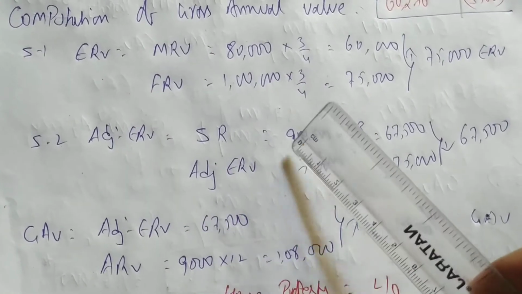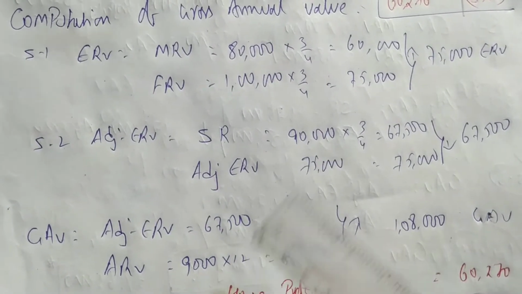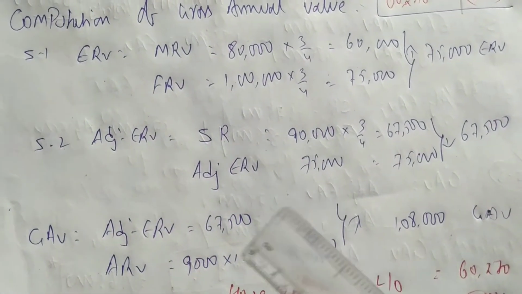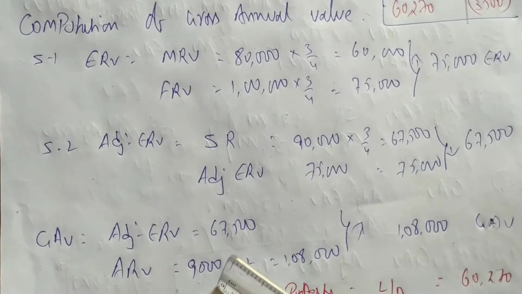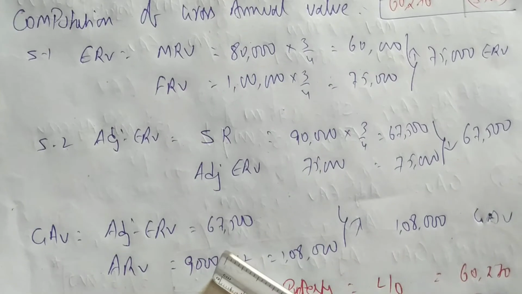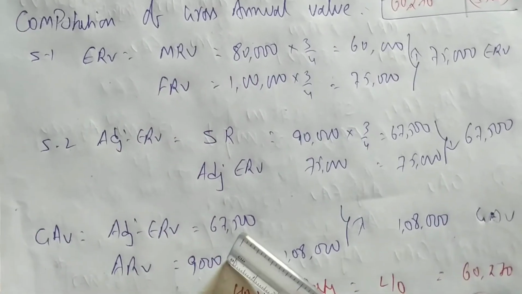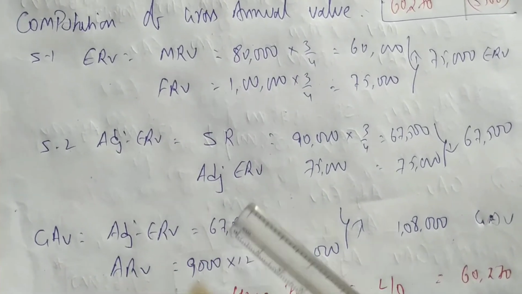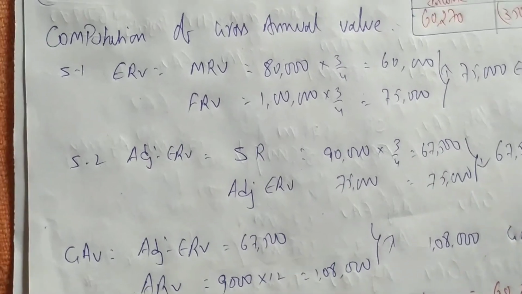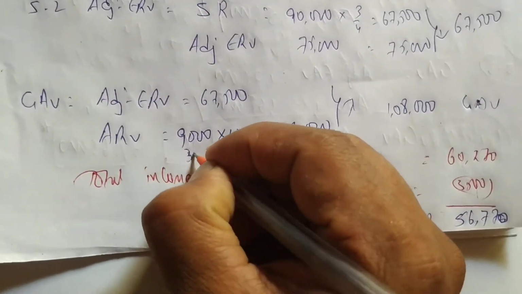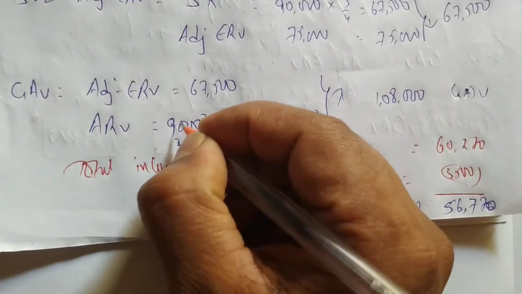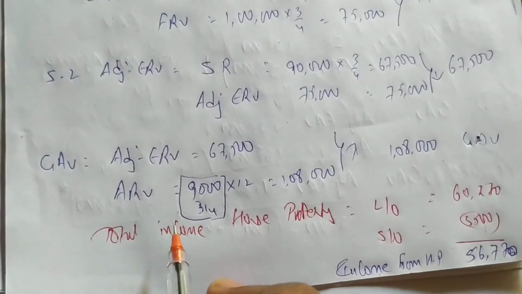Next is what? GAV. How to take GAV? Adjusted ERV or ARV? But ARV we are not taking 3/4 because the question is saying this 9,000 is for the only 3/4 portion. He is not saying this 9,000 is for the entire building. He is saying 9,000 is only for the 3/4 portion. That's why we have taken 9,000 directly. This is for 3/4 portion, given in the question directly. Okay, that's why we have taken directly 9,000 into 12 into 1,08,000.